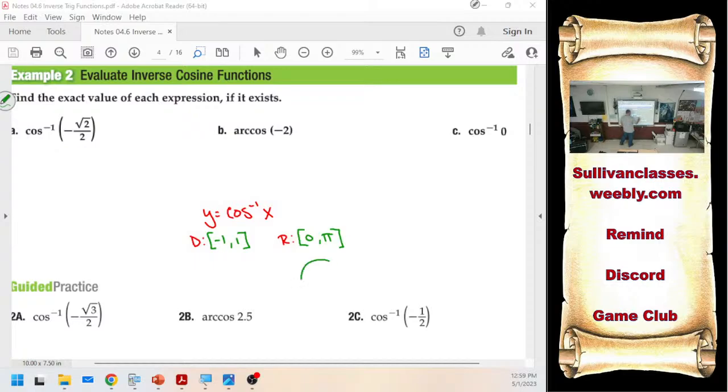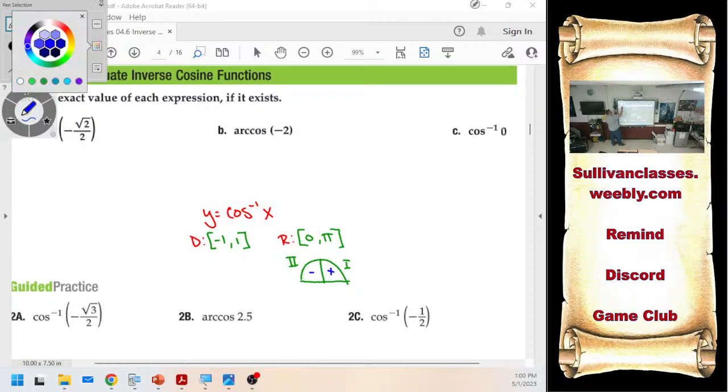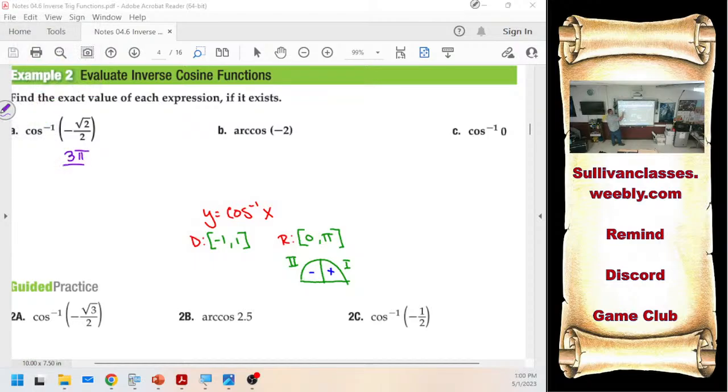If you want to draw that little semicircle again, we're in quadrant 1 and 2. Here's my positive values, here's my negative values. So, negative root of 2 over 2, is it legal? Yes, it is. It's about 0.7-ish. And is that 3 pi over 4? I just look it up.